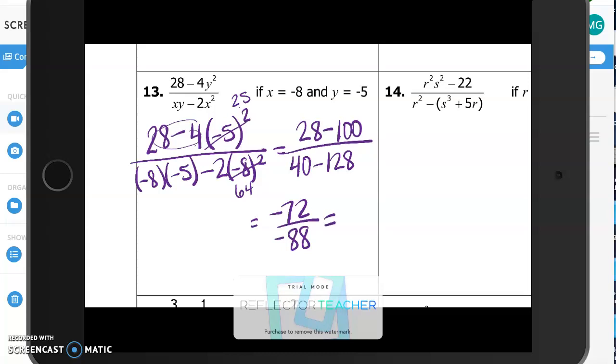So this, if you type it in, is going to give you a decimal. You need to leave it as a simplified fraction. 8 goes into both of those, so 9 over 11. Notice it's positive because a negative divided by a negative becomes a positive.